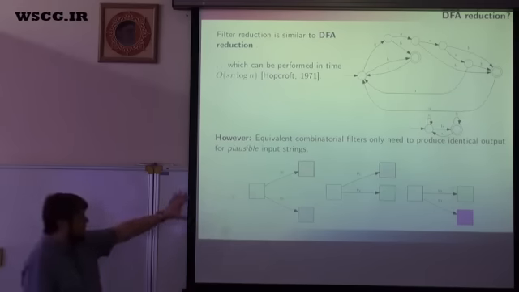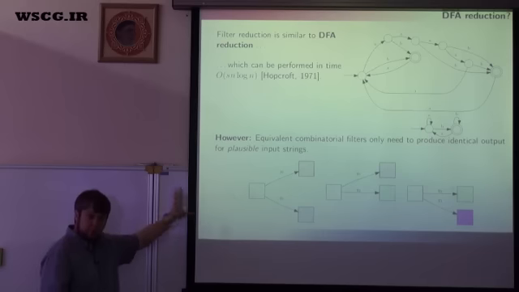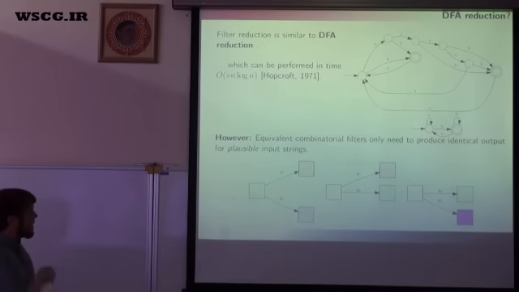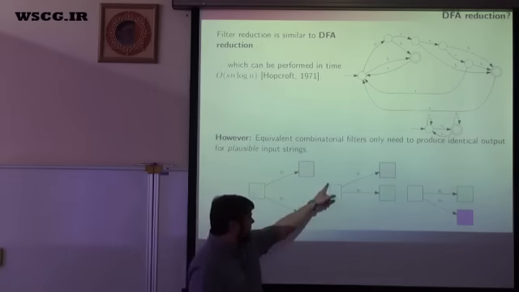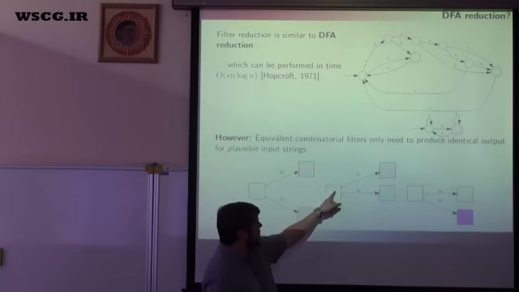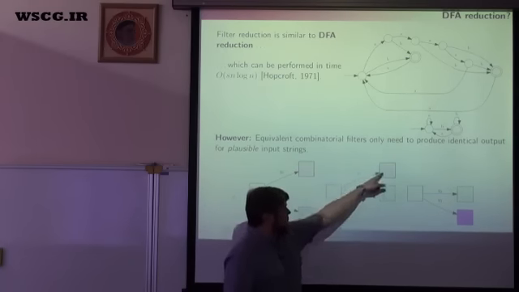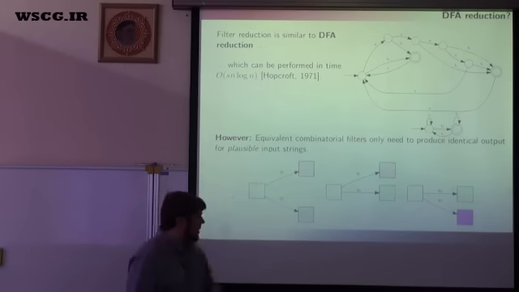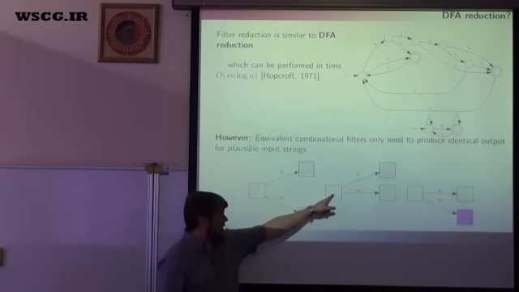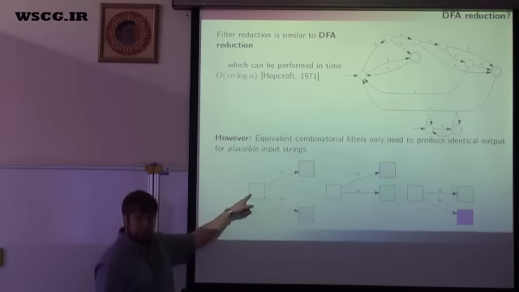But since in these filters we can be missing some edges, from the fact that we only care about plausible observation strings, now we have choices to make. So for example, if we could take this middle state that has outgoing edges, on observation 1 we go to red, on observation 2 we go to green, and there's two candidates. I could certainly merge this state with this one.